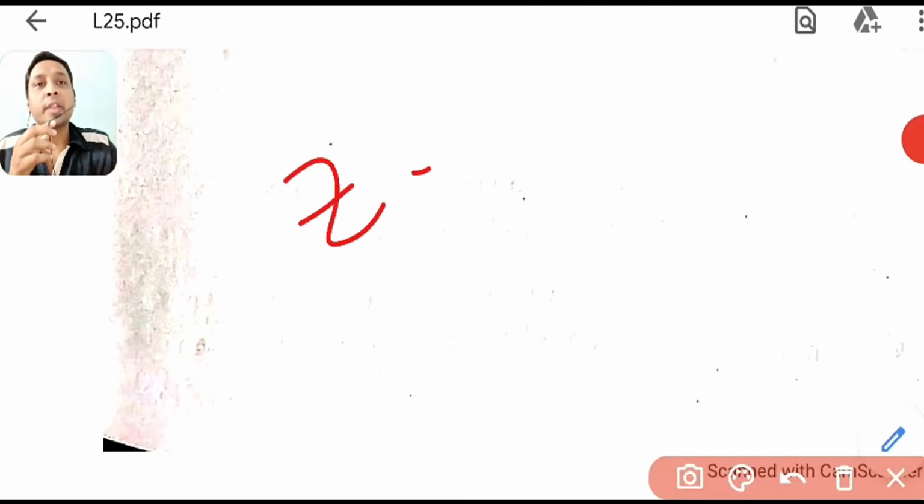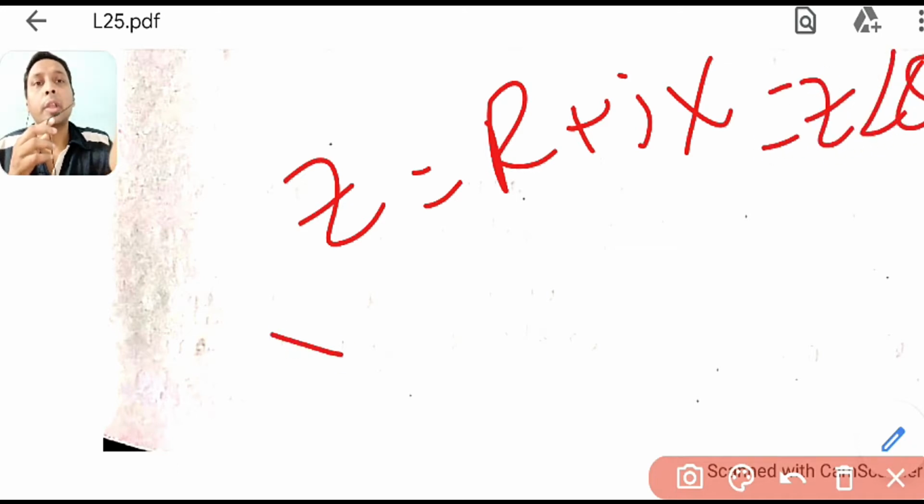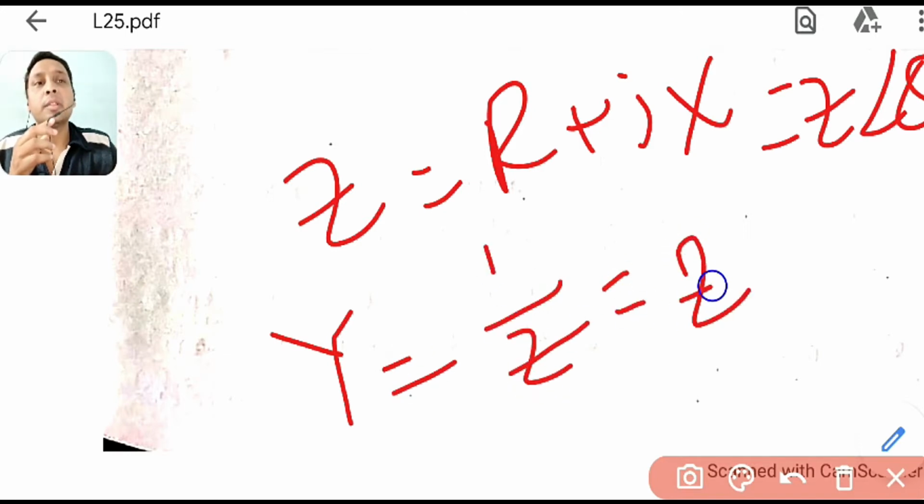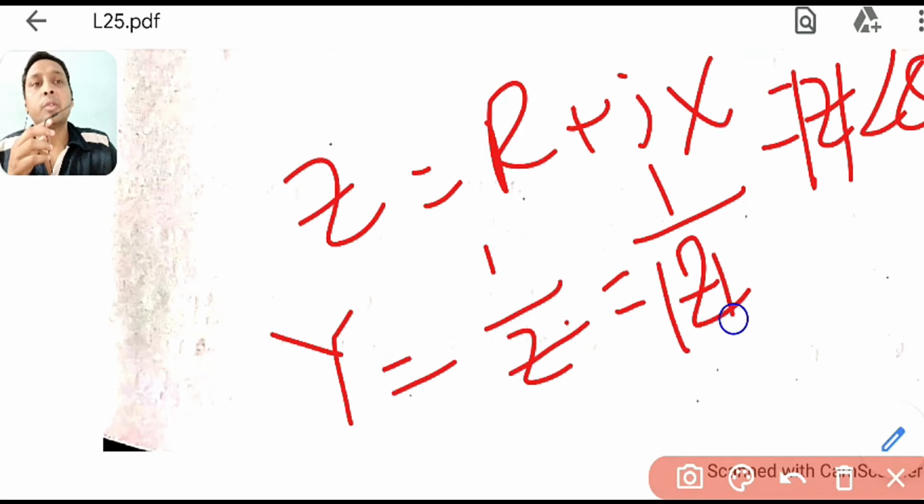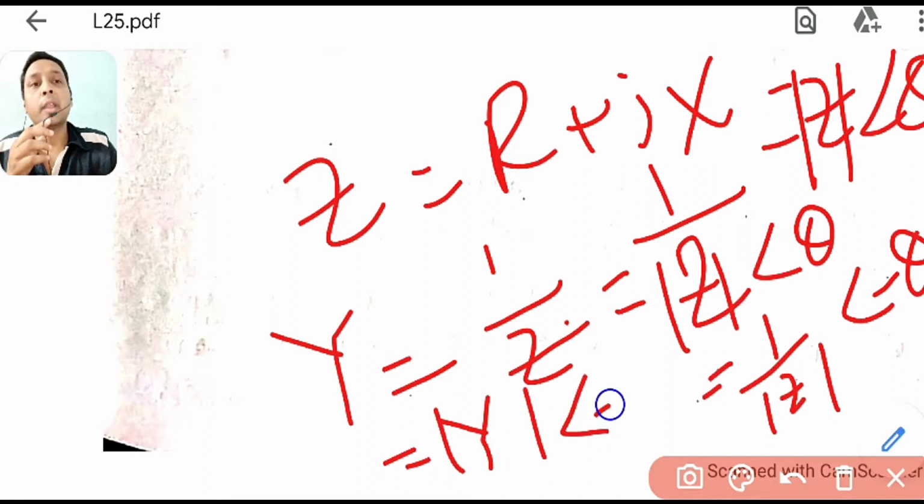Now what was Z? Z is R plus jX. So Z will also have an angle theta. You can write it in polar form also. And what is your admittance? Admittance is 1 by Z, which is 1 by the magnitude of Z at angle theta, so it will be 1 by the magnitude of Z with angle minus theta. So Y will have some magnitude with an angle of minus theta.